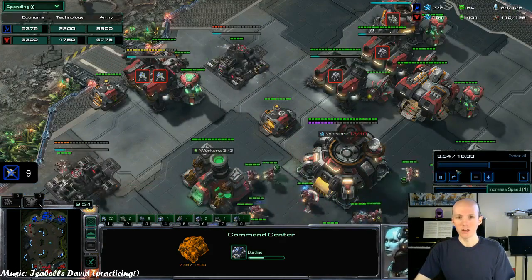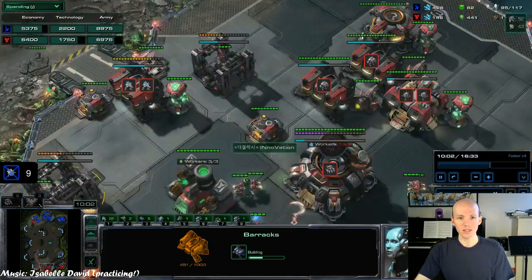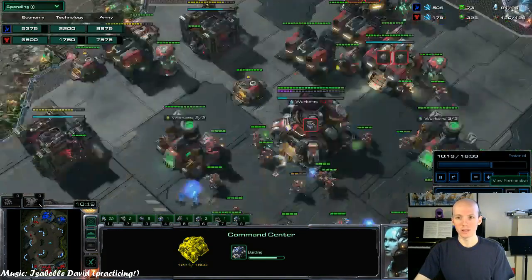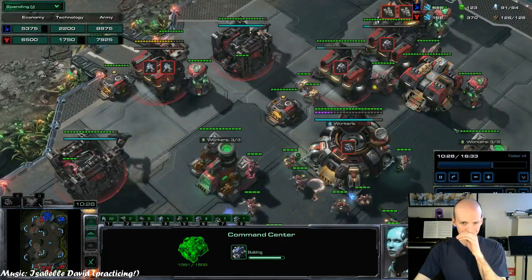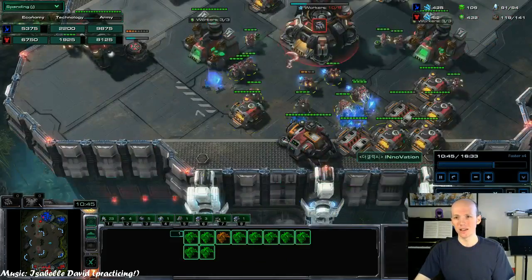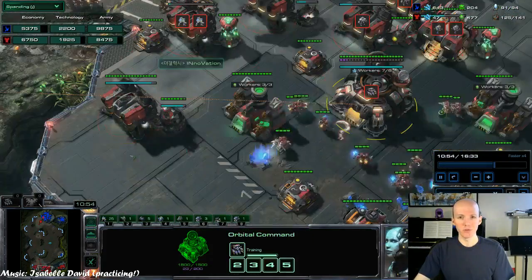Yeah, so he goes on and he adds these 2 barracks as he's going to take his third base. So he's going to go from a 2 base economy to a 3 base economy. Now again, it's not exactly going to be a 3 base economy because he's going to have depleted many of his minerals in his main.